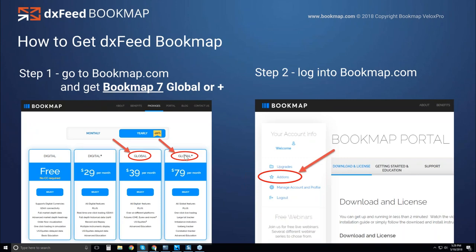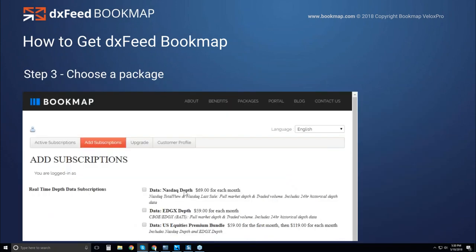And then for you, John, since you're already a member, you'll just log into bookmap.com, and then this is step two anyway. Click on add-ons here, and then you'll choose what feed you want here for dxFeed. You either want the NASDAQ total depth here or EdgeX or the combo package here, which is a consolidated feed of both of them. NASDAQ and EdgeX, $59 for the first month, and then $119 the second and following months.